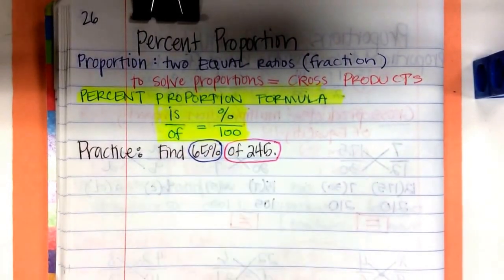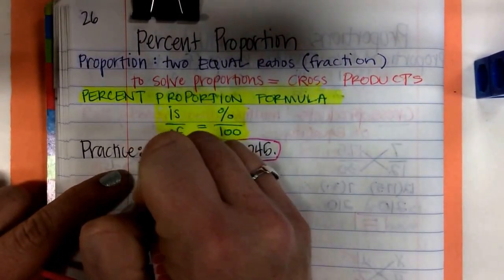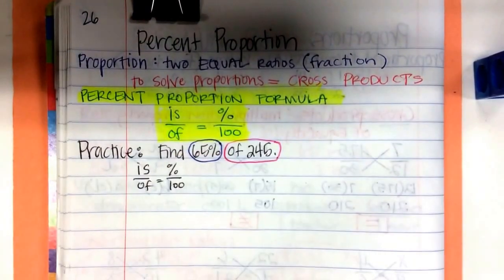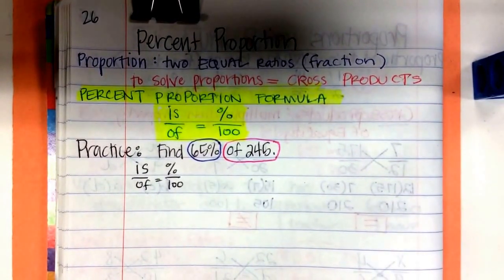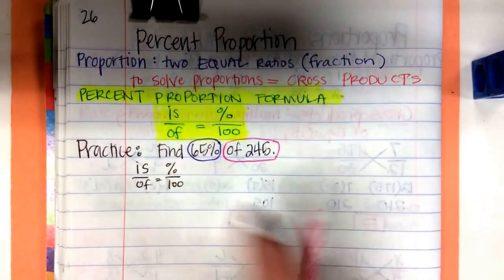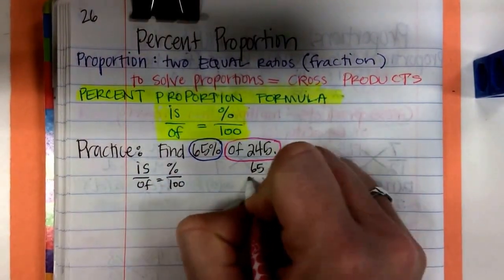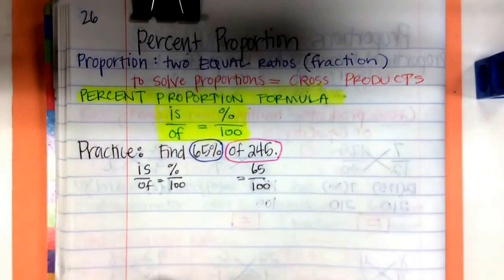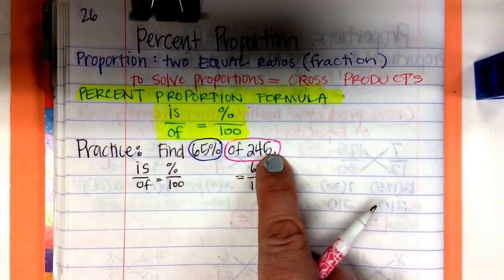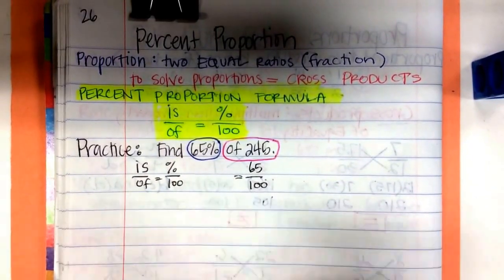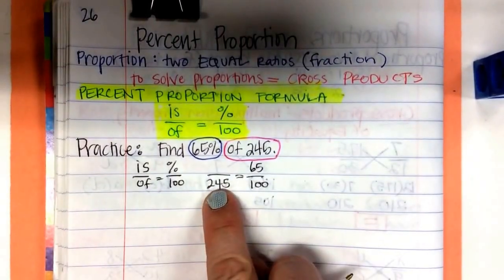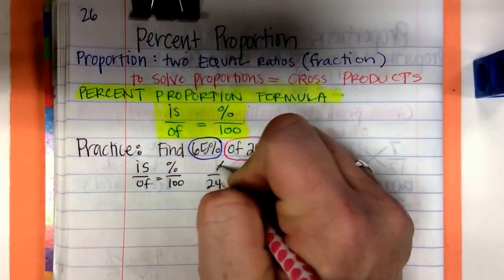So let's fill it in. I'm going to rewrite is over of equals percent over 100 for the first time so you can see where they go. Where do you think 65 is going to go? In the percent spot. So it's going to be 65 over 100. Where do you think 245 is going to go? On the bottom of the first one because it's the of. And what should I put on top? X.